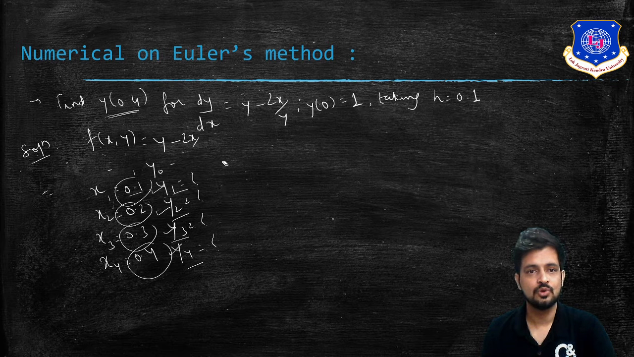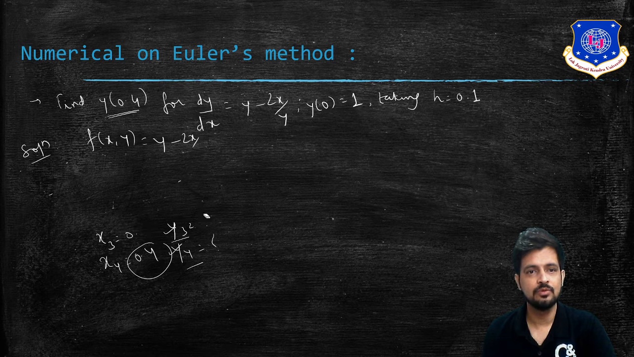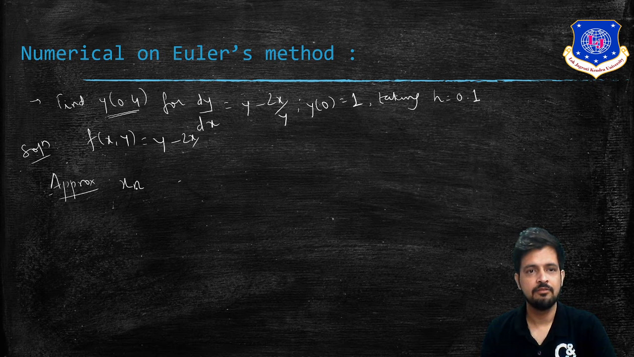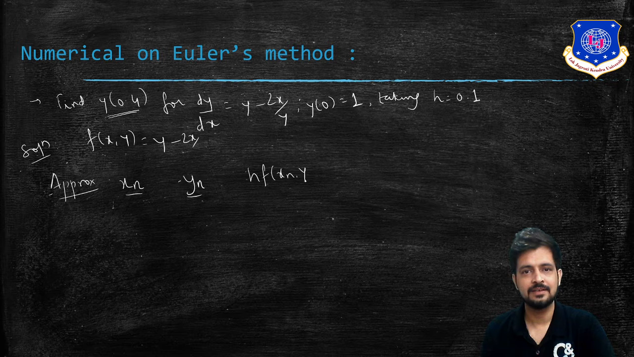After this we have to make a table, which will be very easy for you. In the table we have to write the approximation number, the value of xn, yn, h into f of xn comma yn, and here will be yn plus 1. Our answer will be here.